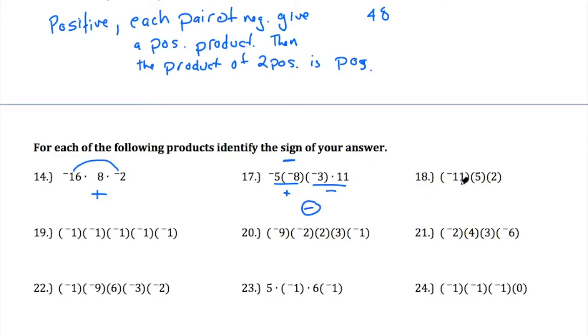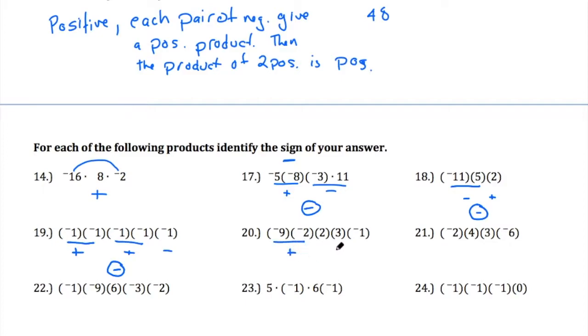Okay, and then let's look at this one. We've got a negative times a positive. That's going to give us a negative. And then we've got to multiply by another positive. So our final answer is going to be negative. All right, down here, those two are going to give us a positive. Those two are going to give us a positive. But then we have a negative left over. Positive times positive is positive. And then times another negative gives us a negative. Great.